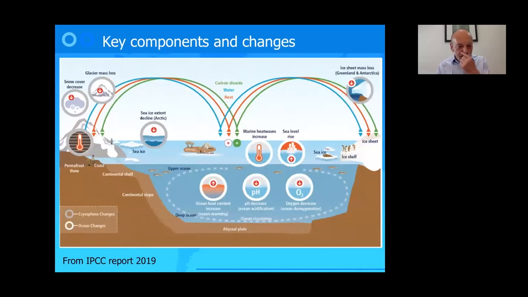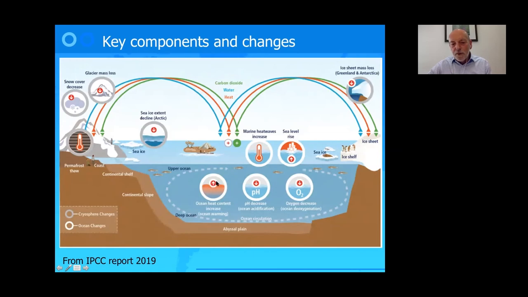So there are quite some major impacts on the ocean because of our activities. Global warming will lead to a melting of glaciers, particularly the Greenland ice sheet and the Arctic ice sheet. This leads to sea level rise. Warming also increases the heat waves, and sea ice is lost.